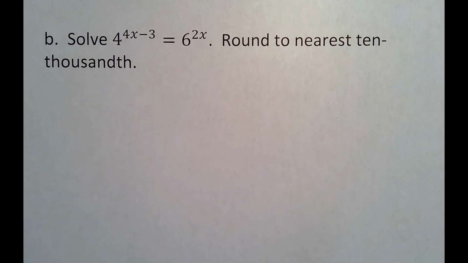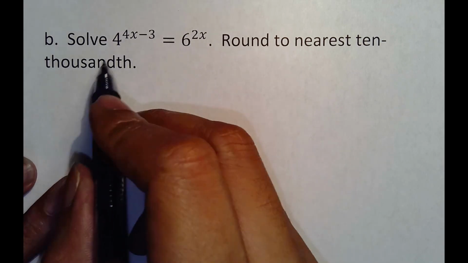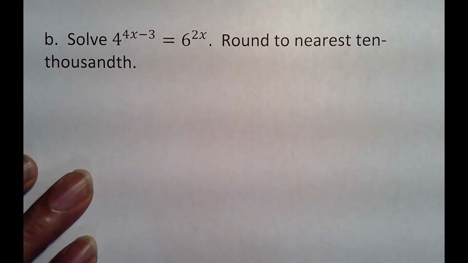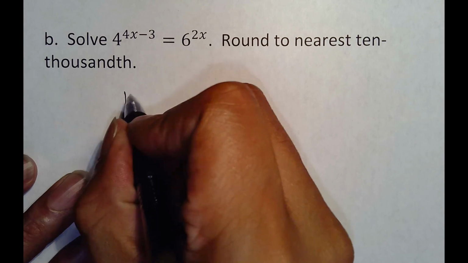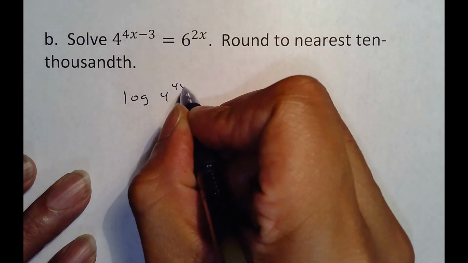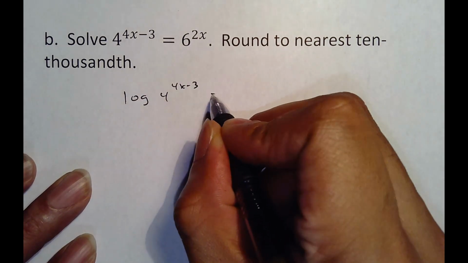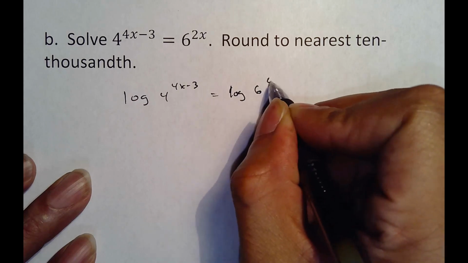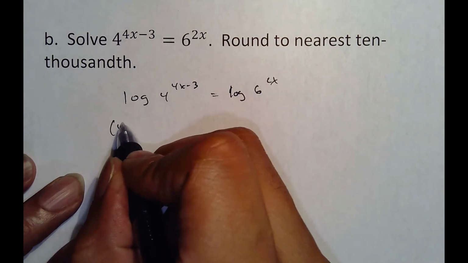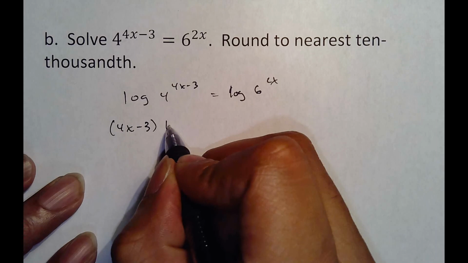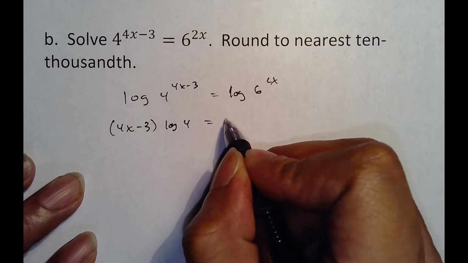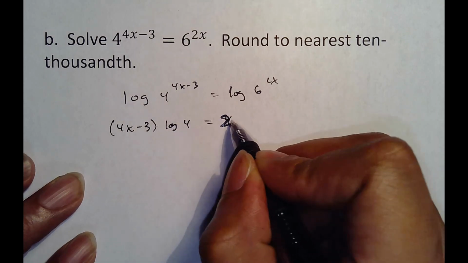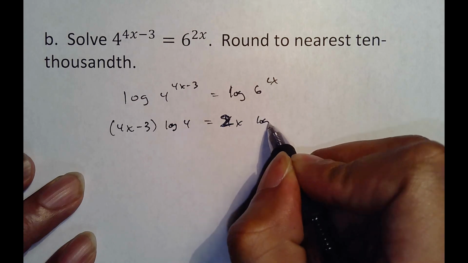Other than that, same thing. 4 to the 4x minus 3 equals 6 to the 2x. Because you cannot write these both with a base of anything else, we are simply going to do log of 4 to the 4x minus 3 equals log of 6 to the 2x, which of course becomes 4x minus 3 going in front of log of 4 equals 2x log of 6.